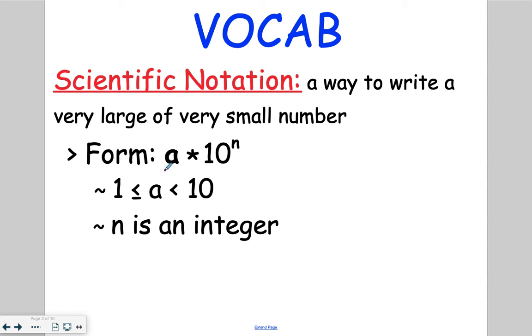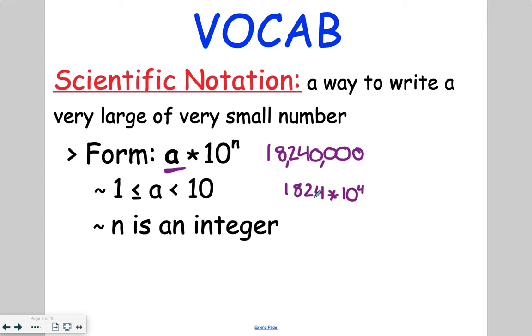One thing I want to stress is right here with this a value, it has to be between 1 and 10. So for example, in yesterday's video, we had this number right here, and a lot of you were trying to write this out as 1,824 times 10 to the fourth power. So you were moving the decimal over, but only until you hit a number other than 0. 1,824 is not between 1 and 10.